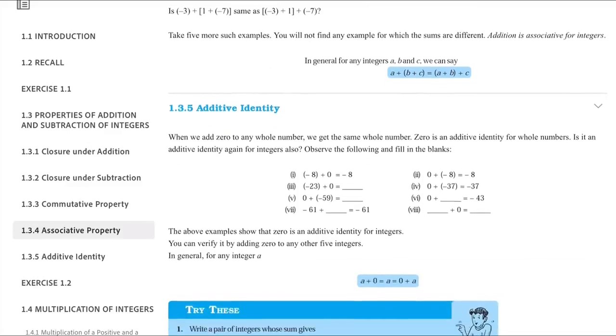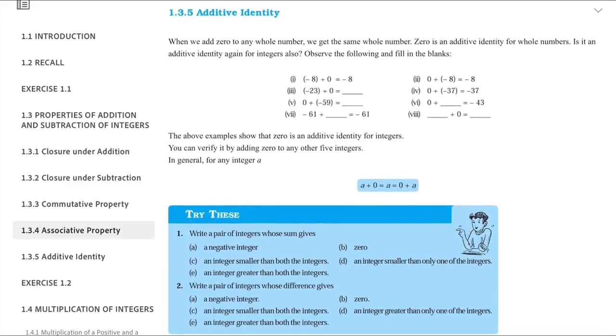Now let's know about our fourth property, that is additive identity. Friends, here if we add any integer to 0, we will get the same integer. That is, a plus 0 is equal to 0 plus a is equal to a. For example, if we have minus 5 and 0, then the result will be minus 5.